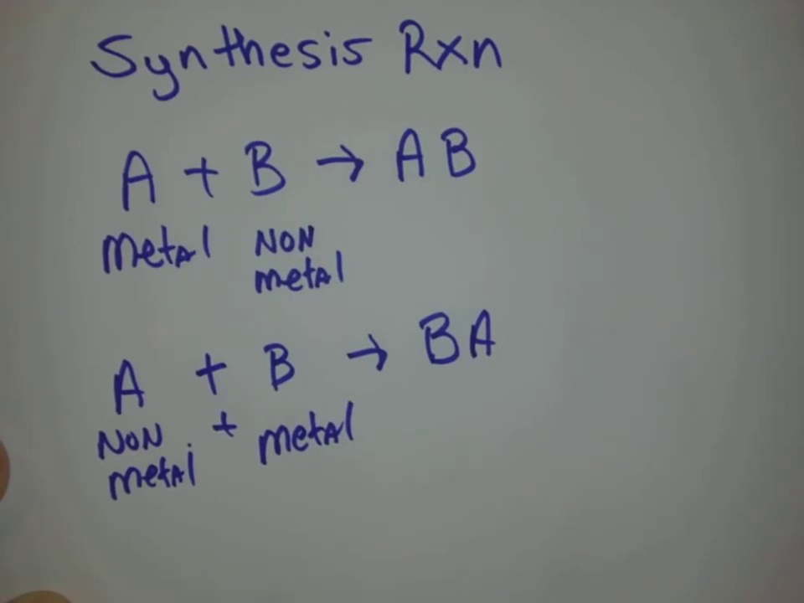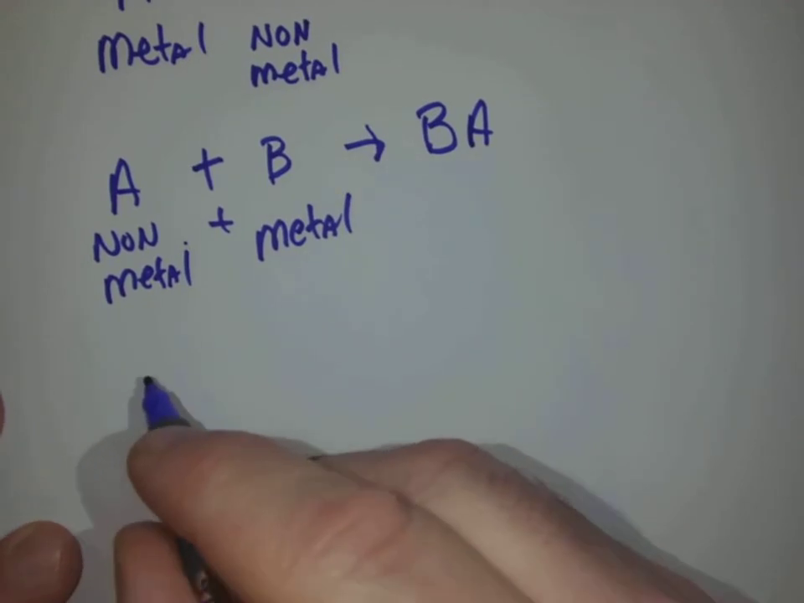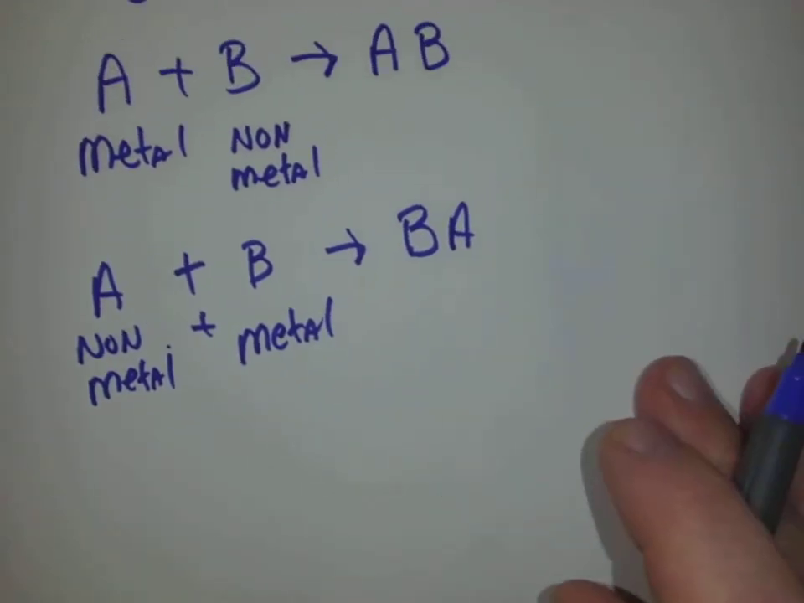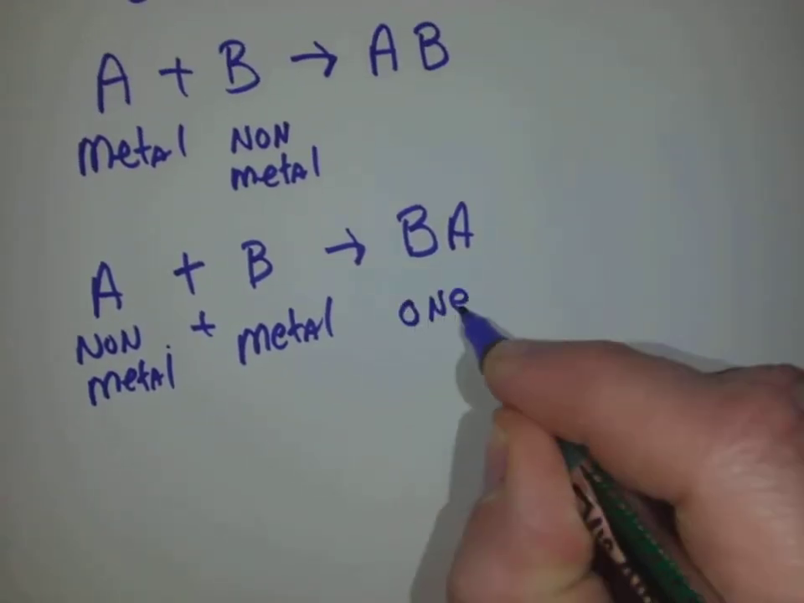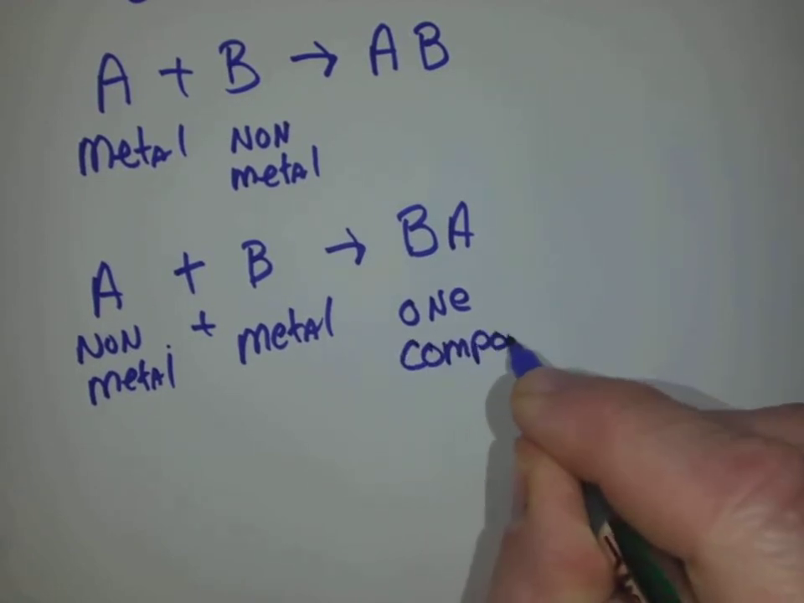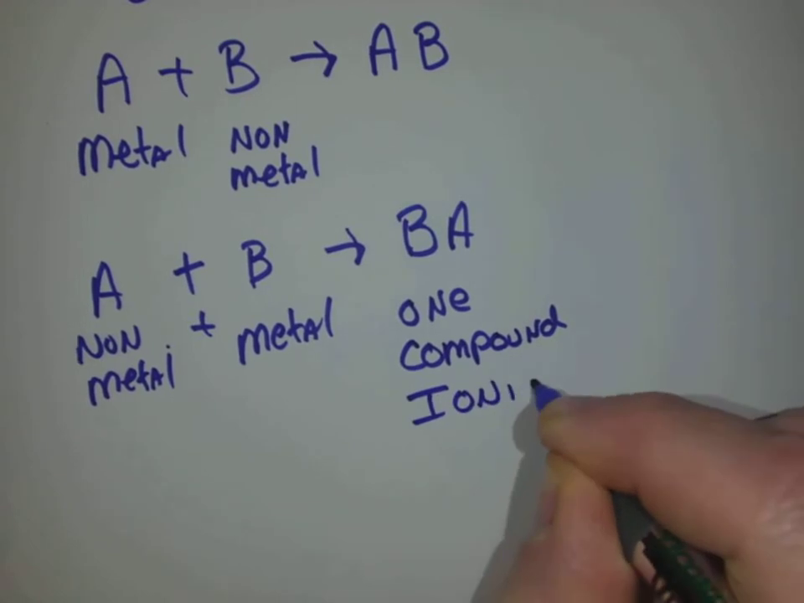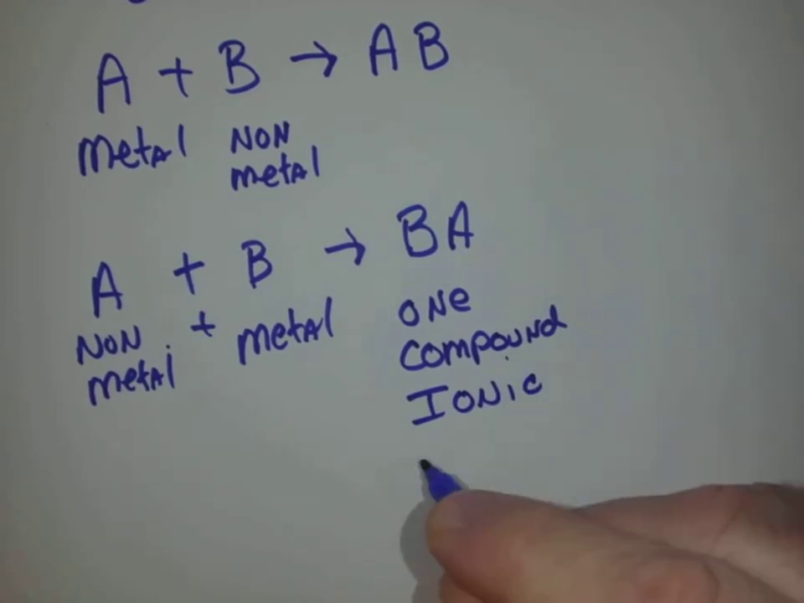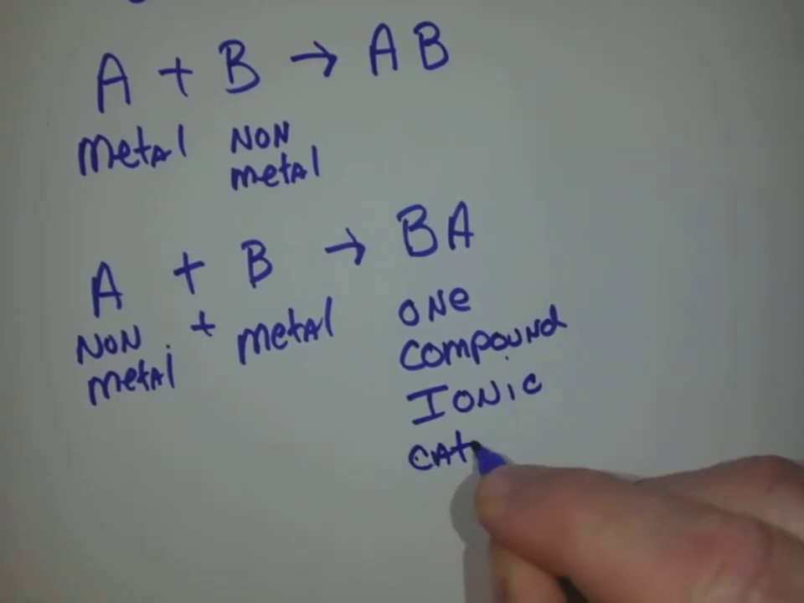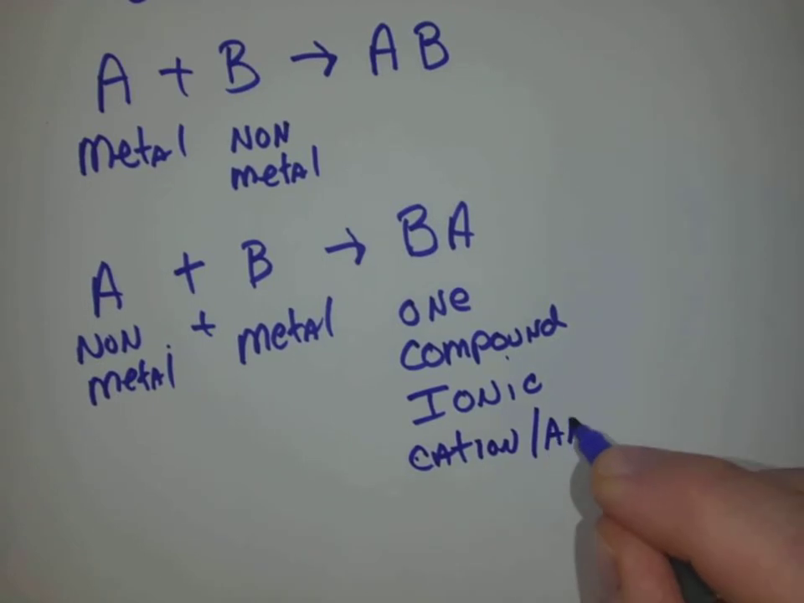Because you always have to have it set up where, when you create this one compound, and for what we're going to do, this compound will always be ionic. It's got to have the cation first, and then the anion.